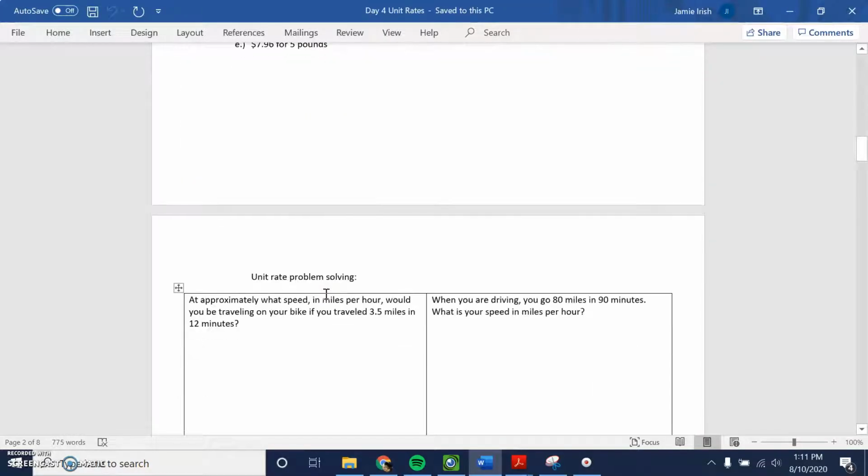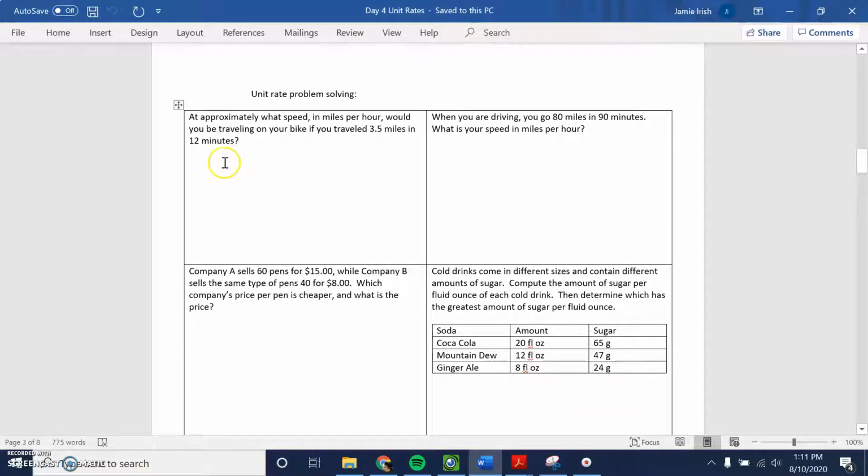All right, cool. Let's move on. Here we go. Let's do this first one, and then you're going to do this next one right here, okay? We're going to do this one on the left together, and then you're going to do the one on the right on your own, all right? So, following as I read, at approximately what speed in miles per hour would you be traveling on your bike if you traveled 3.5 miles in 12 minutes?